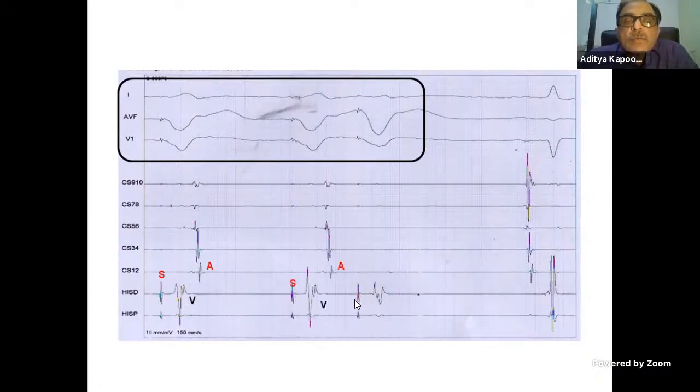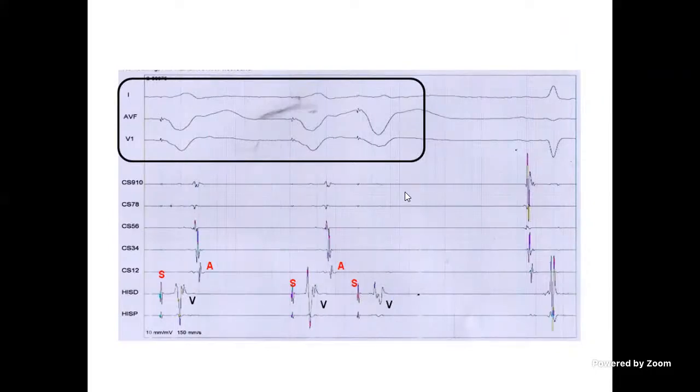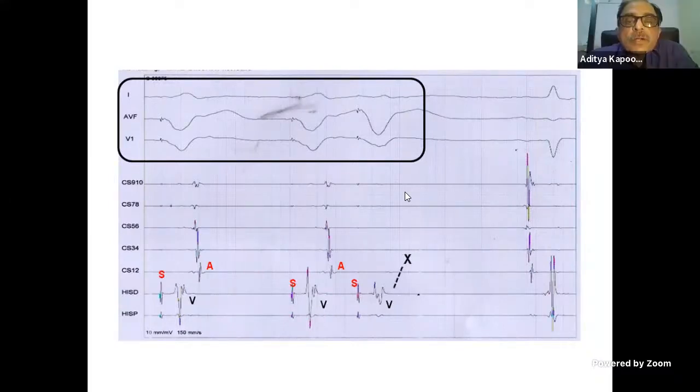So what is happening over here in the extra stimulus? You have a stimulus, you have a V. Do you have an A? Is the retrograde A there or not? Not there, sir. It is not visible, sir. So it is not there. So this has not conducted. So this interval over here becomes the VA ERP, VA effective refractory period. So that is how you can identify.